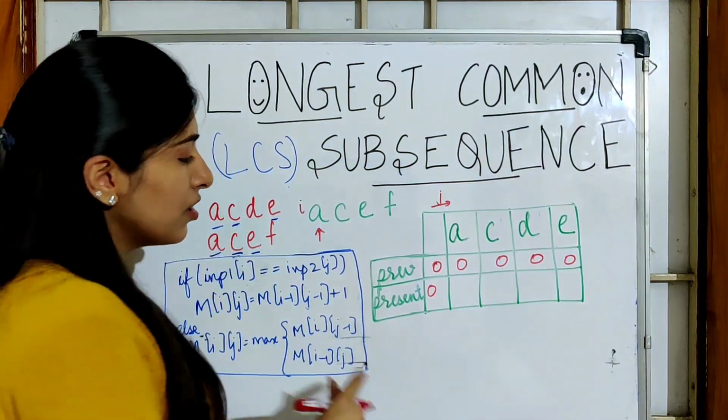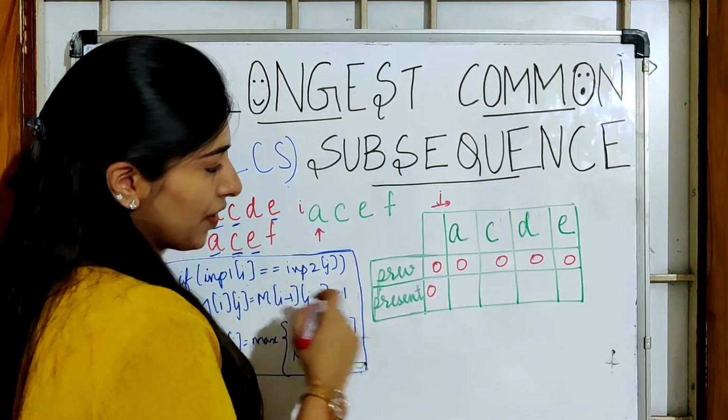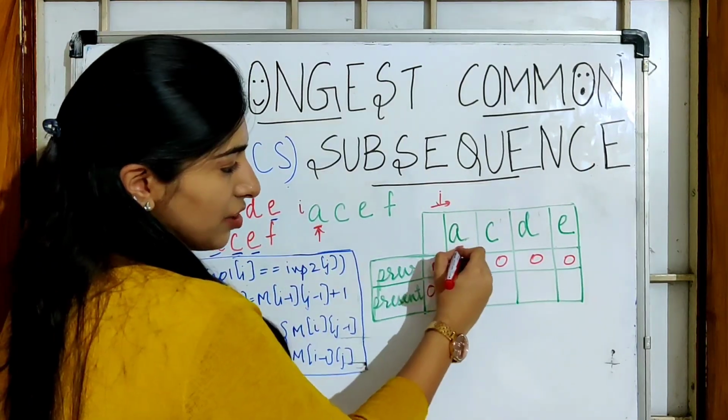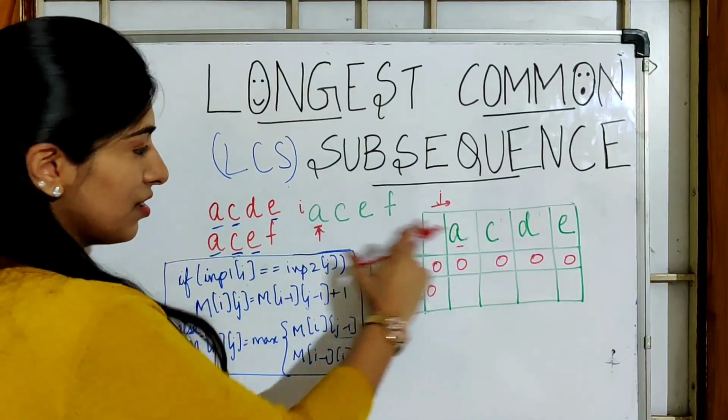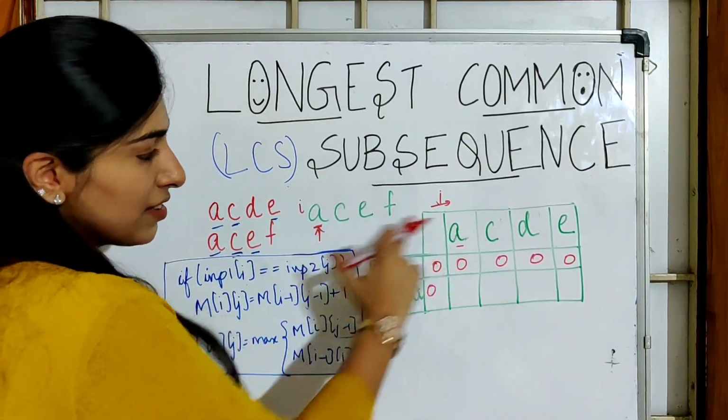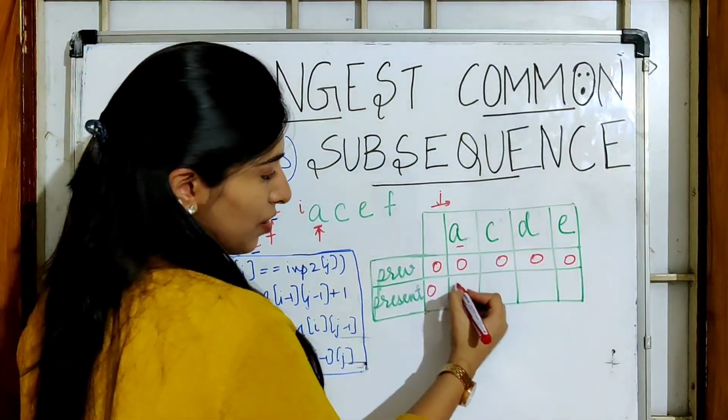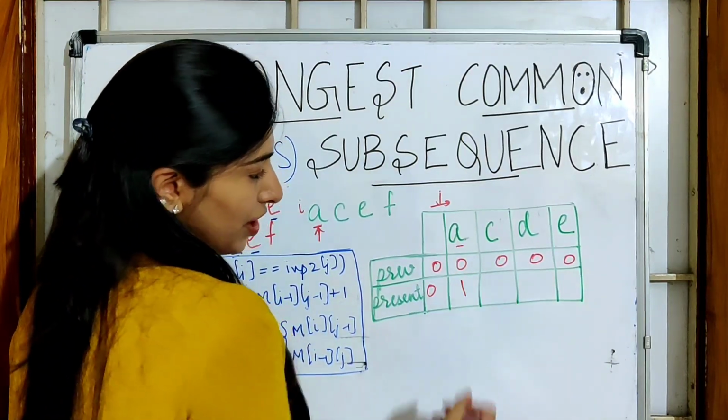Right? So now when I am at A, this A and A are equal, so I am going to be using the same formula, nothing changes. I compare this input 1 and input 2. Since these two values are the same, my value comes from the diagonal. So 0 plus 1, 1.